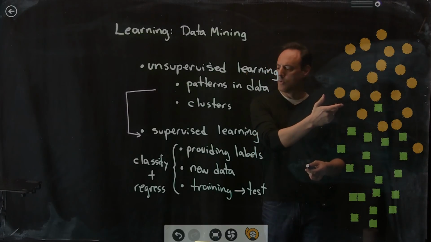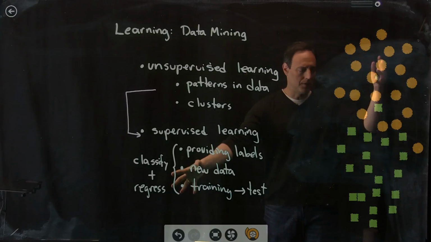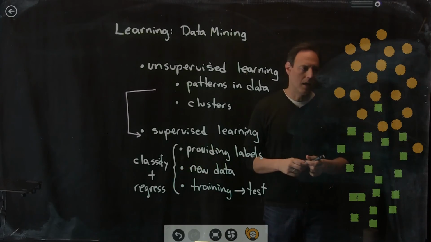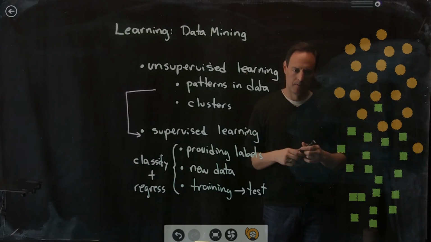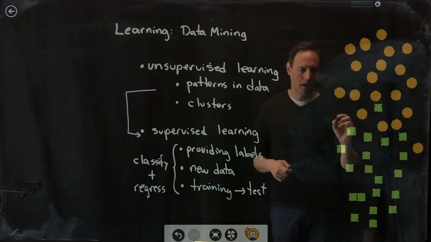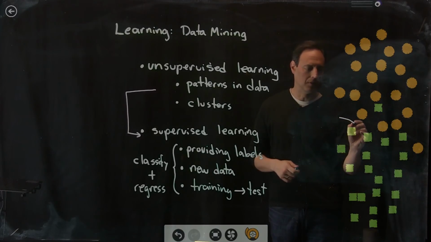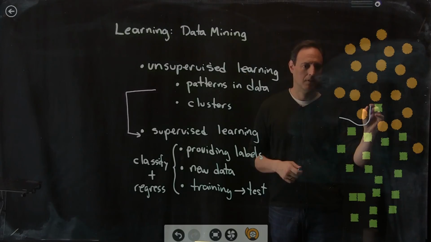If I wanted to do some kind of classification on this data, and this is my training data, and I want to do a perfect classification task, I might draw something like this. Let me see if I can do it here. Go around here.